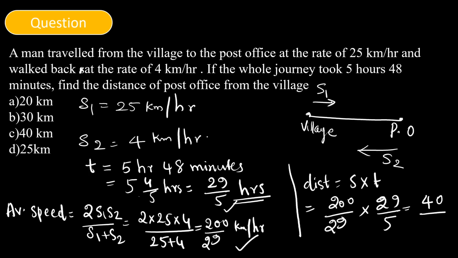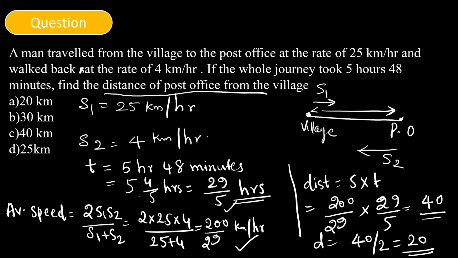This is the total time taken by the man to go from village to post office and to return from post office to village. We have to find the distance of the post office from the village. The distance is half of 40, that is 40 by 2, which is equal to 20, because from village to post office and back the total is 40. So the answer is 20 kilometers, option A.